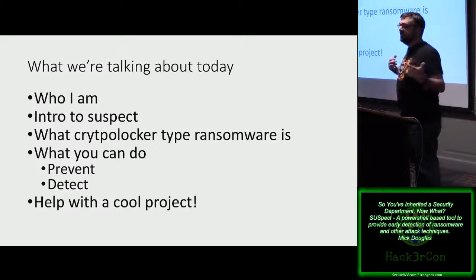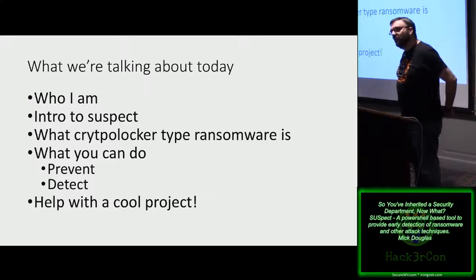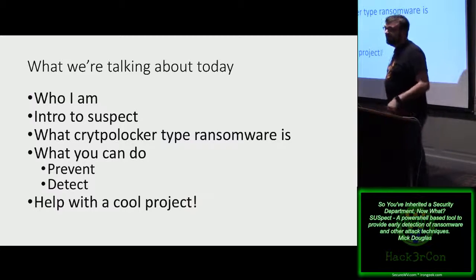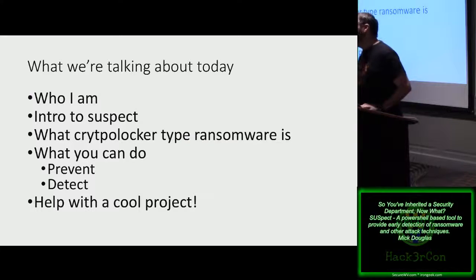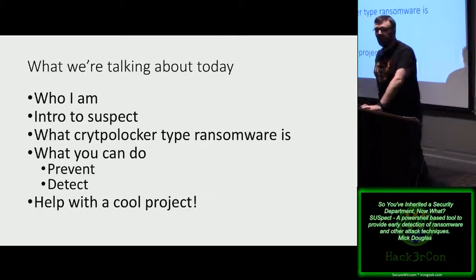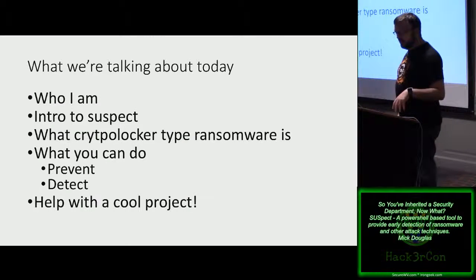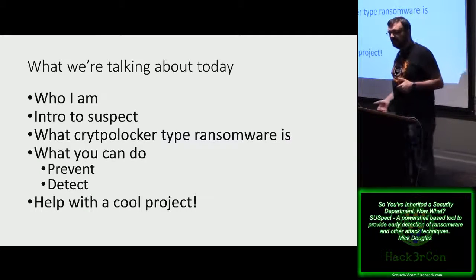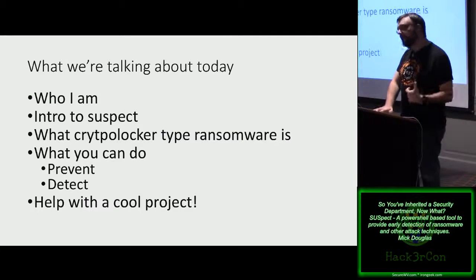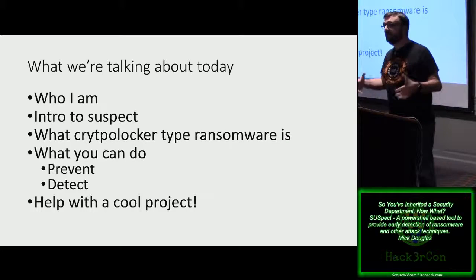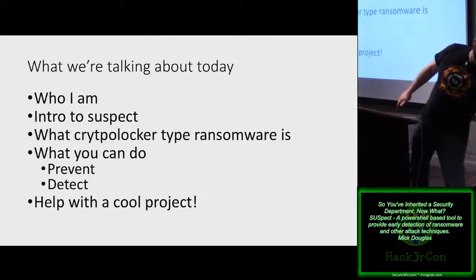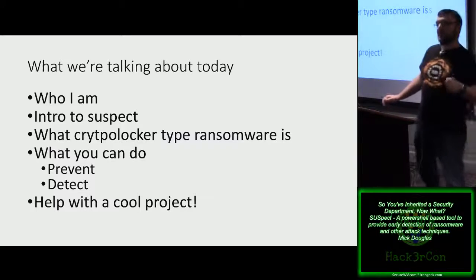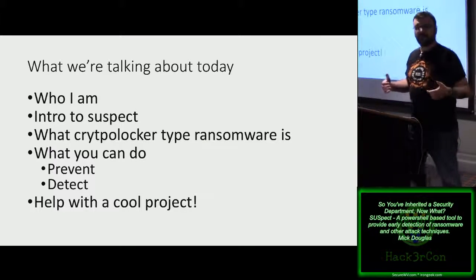And then talk a little bit also about CryptoLocker type ransomware, what you can do to prevent it, because man, if you're getting hit with ransomware, it's a symptom that something else is wrong in your environment. Actually, it's a symptom that there's a whole lot else wrong in your environment. It's not usually just one thing. And then I'll talk a bit about prevention and detection. And then also, I need y'all's help. I really do. And that goes for you too, Internet.